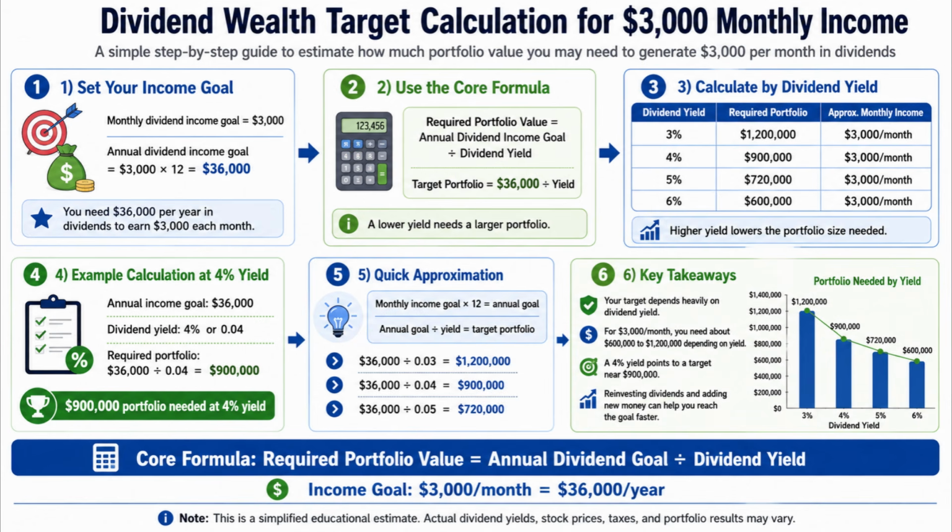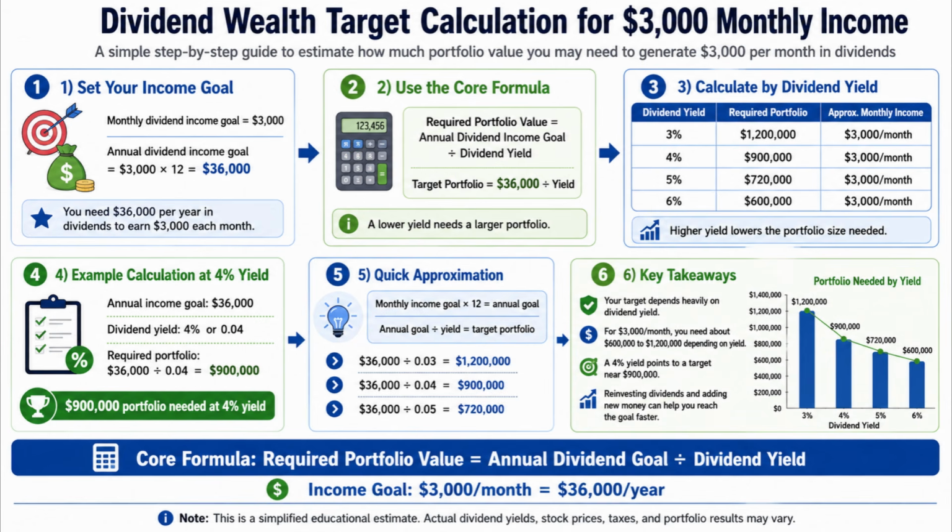Furthermore, a quick approximation can help you estimate the target faster. First, multiply your monthly income goal by 12 to get the annual income goal. Then, divide the annual income goal by the dividend yield. For example, $36,000 divided by 3% equals $1,200,000. $36,000 divided by 4% equals $900,000. And $36,000 divided by 5% equals $720,000.